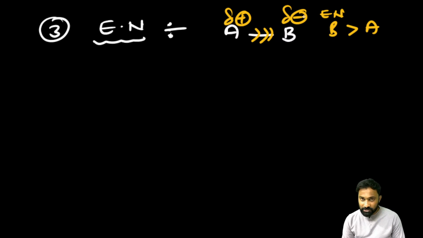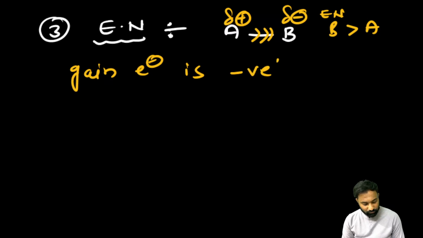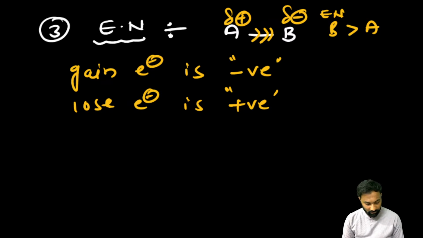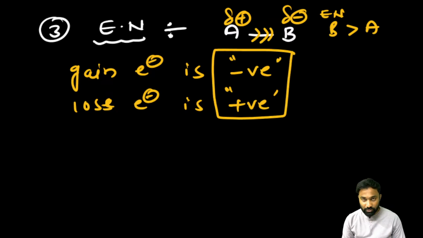Why is B getting the partial negative charge? Because B is dragging the electron towards itself, so it is gaining the electron. Gaining of electrons is negative and loss of electrons is positive. My dear friends, you have to be very careful with this sign convention in chemistry. Gain of electrons is negative, right? And loss of electrons is positive. Clear? Done. These two sign conventions will play a very crucial role.